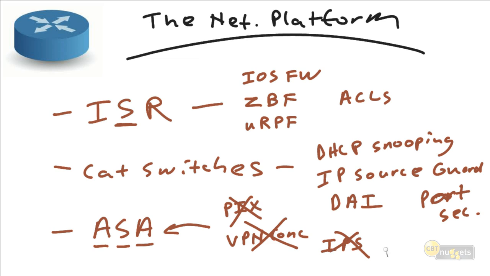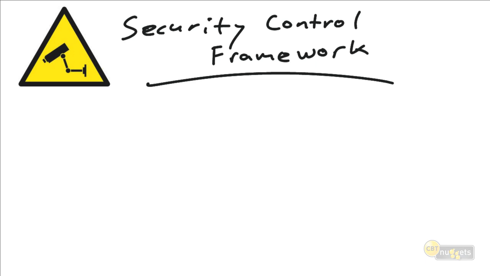And if that wasn't enough, how about virus protection? Yeah, the Adaptive Security Appliance can even do that. So it is an amazing device for securing the network infrastructure. Something else Cisco does to really make sure we have a good, strong layered defense is they design components, they design software around what's called the security control framework.